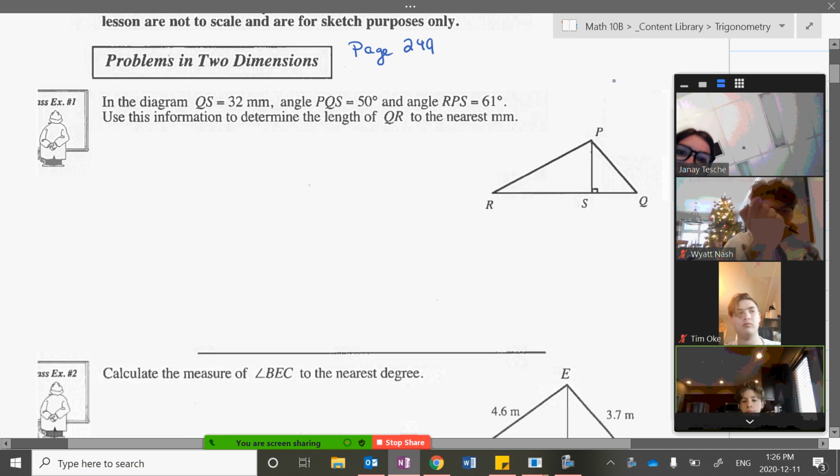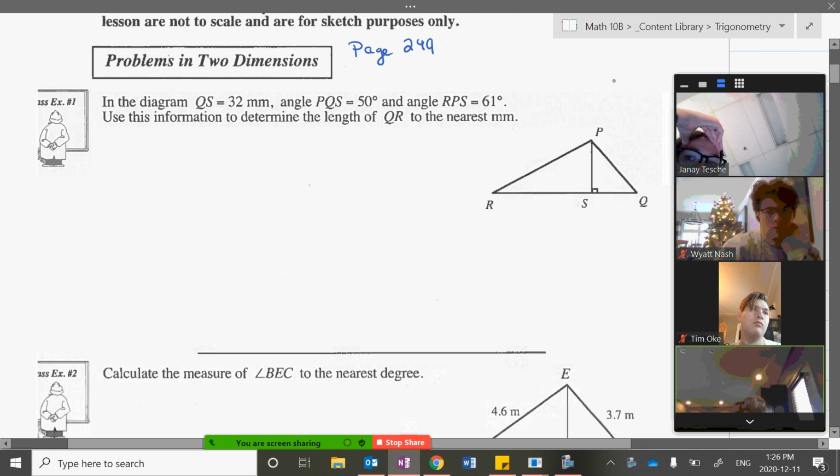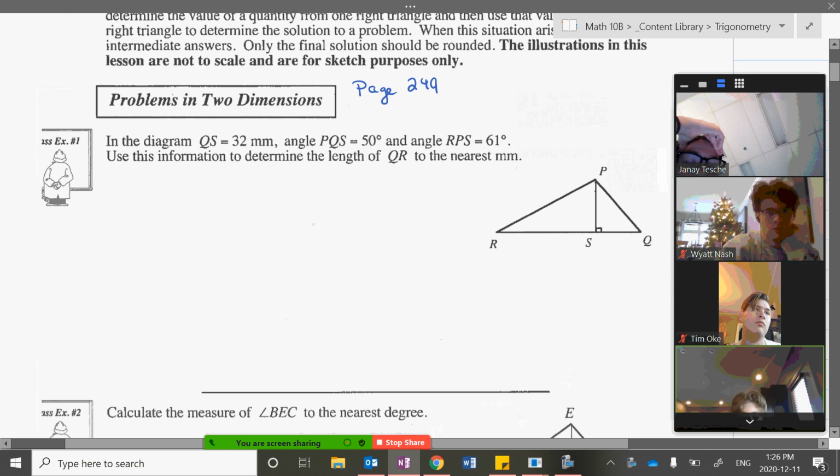So lesson 7, page 249. So the first example here, they gave us a diagram, which is good. Note, in math, nothing is ever drawn to scale. Generally speaking, it's like proportional, but not to scale. So it should give you an idea of one side being bigger than the other kind of thing.